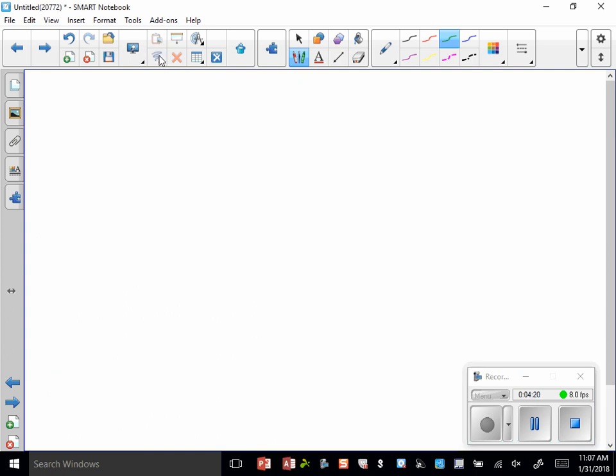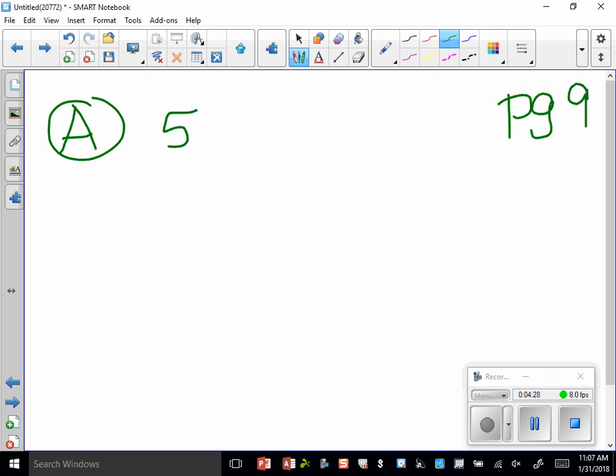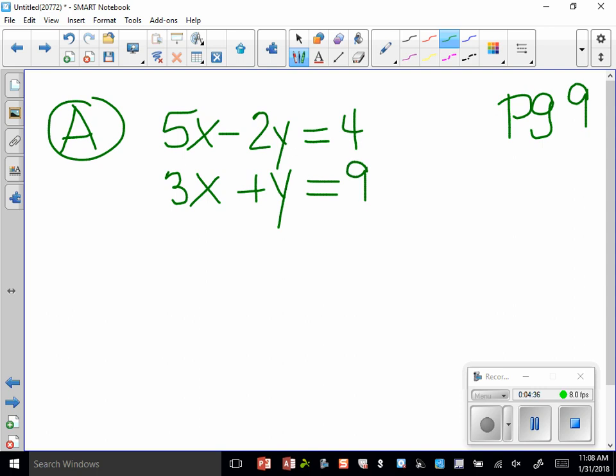So on page 9, the very first question is letter A. And it says 5x minus 2y equals 4 and 3x plus y equals 9. So this one is not set up quite as nicely as the other one because I don't have like a positive 2 and a negative 2. Okay, I have a negative 2 and a positive 1, and I have a positive 5 and a positive 3. So this is where you have to determine which variable you would like to eliminate, and then you can multiply that equation to make the variables just disappear.